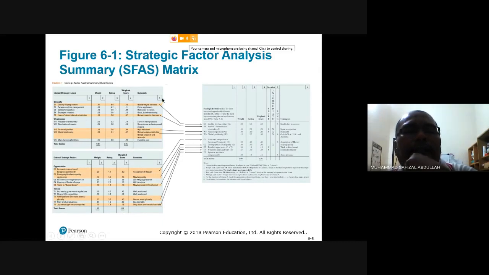And then the last column is comment. You can put your comment here, any comment that is related to the factor that you choose. That's a quick recap on I-fast and the E-fast.